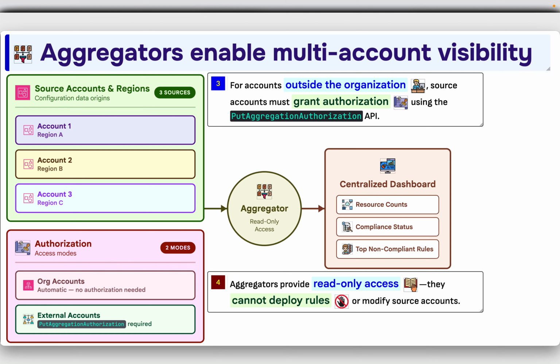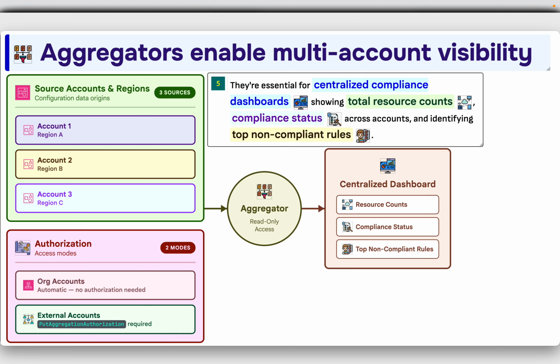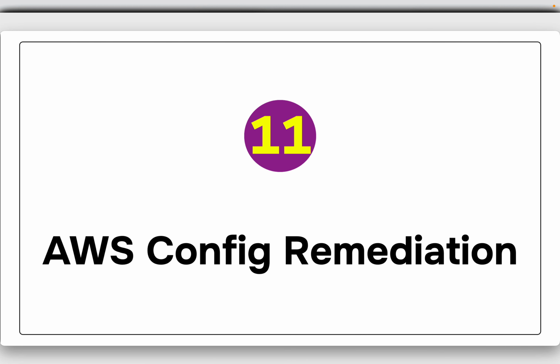Aggregators provide read-only access. They cannot deploy rules or modify source accounts. They are essential for centralized compliance dashboards showing total resource counts, compliance status across accounts, and identifying top non-compliant rules.